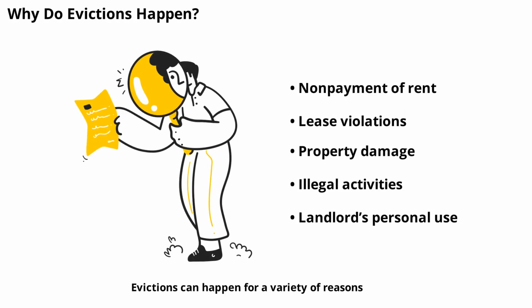Evictions can happen for a variety of reasons. The most common cause is non-payment of rent, but there are other grounds as well. Sometimes, tenants violate the terms of their lease, such as causing damage to the property, engaging in illegal activities, or disturbing neighbors. In some cases, landlords may need to reclaim the property for personal use or to make significant repairs. Whatever the reason, the eviction process must follow legal steps to ensure fairness and transparency for both parties involved.